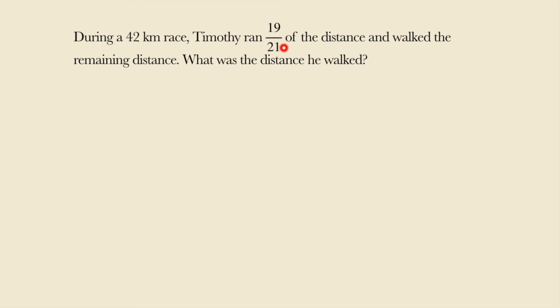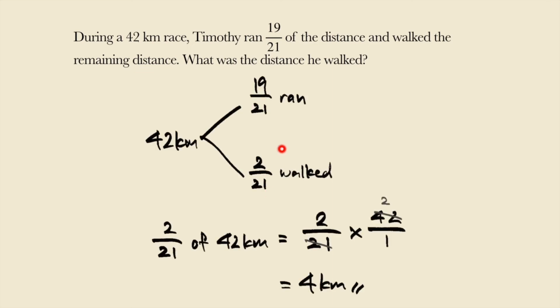During a 42-kilometer race, Timothy ran 9/21 of that distance and walked the remaining. Okay, actually, if 9 units were run, doesn't that mean 9 units ran, 12 units walked? So what's 12/21 of that 42? In this case, of as in multiply. 12/21 of that 42 km is 24 kilometers.